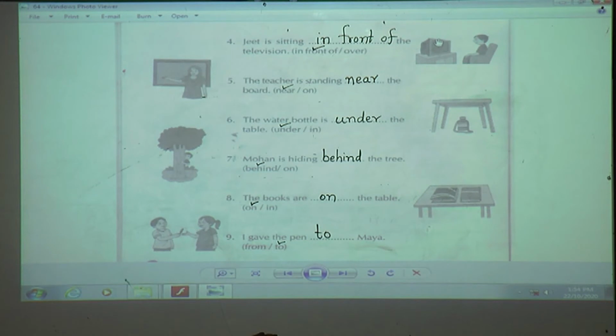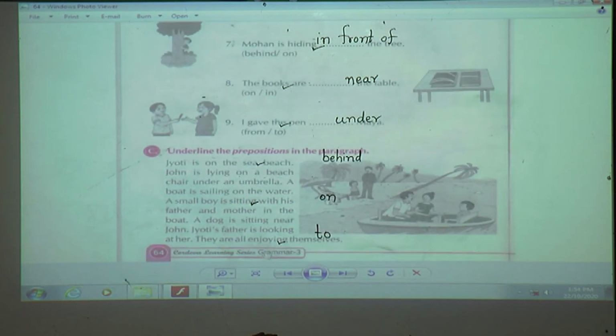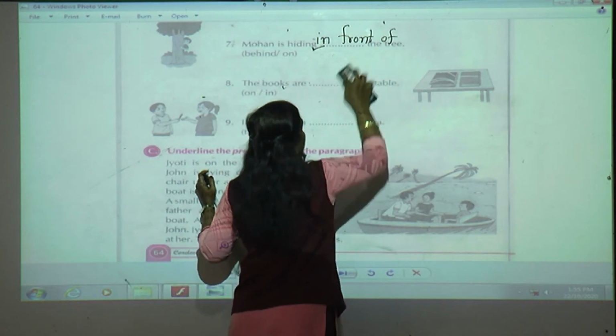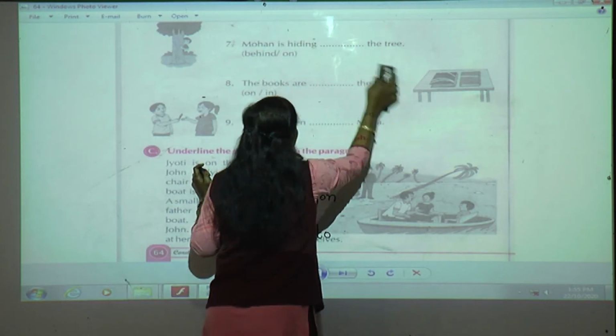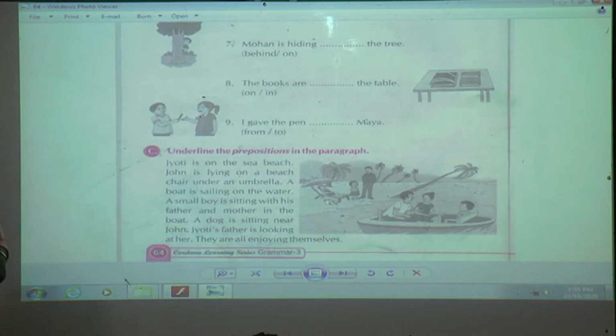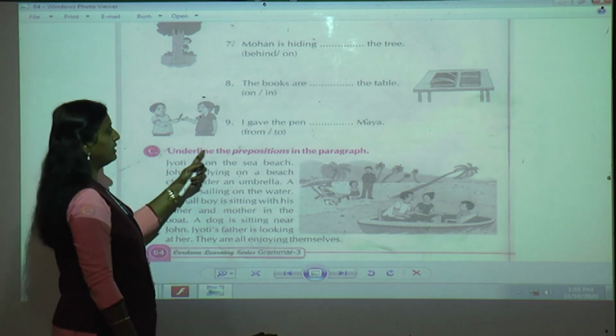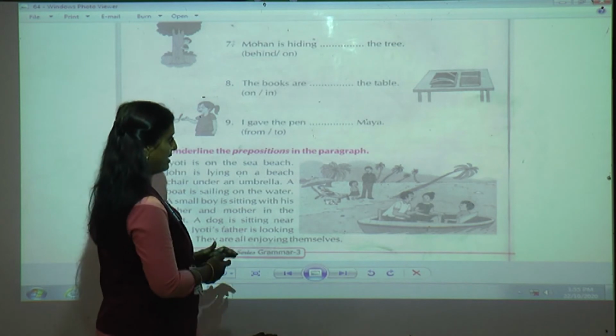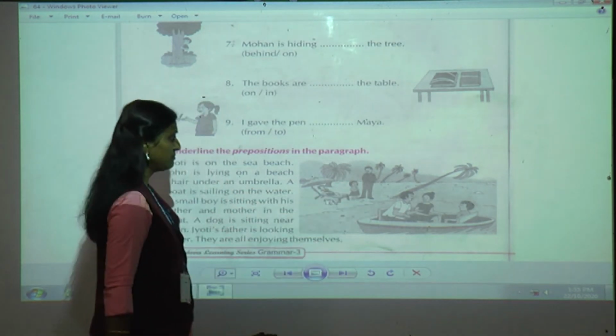Shall we move students to exercise C? Okay, I hope that you have finished. We will move on to exercise C. Now, what you have to do in exercise C, students? Just read what instructions they have given you. You have to underline the prepositions in the paragraph. Can you see here? Exercise C, underline the prepositions in the paragraph. Maybe this passage or paragraph is related to this picture.